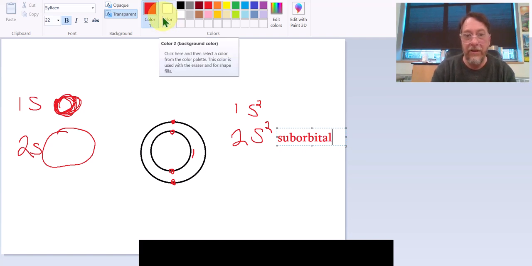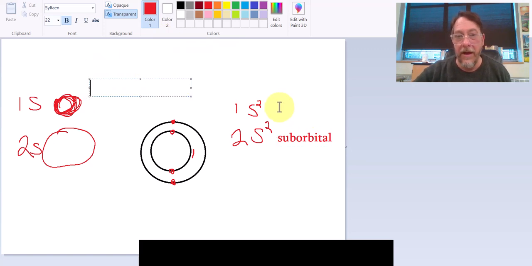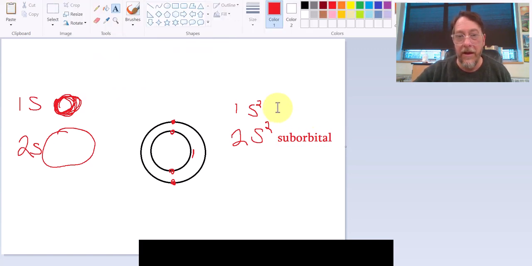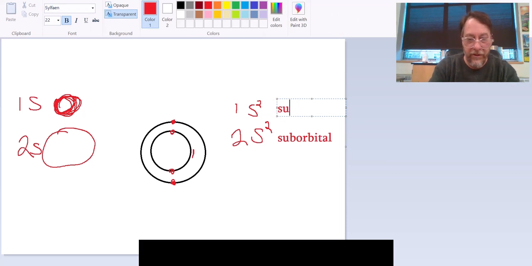as is 1s, also a suborbital. Okay, so that's part of it.